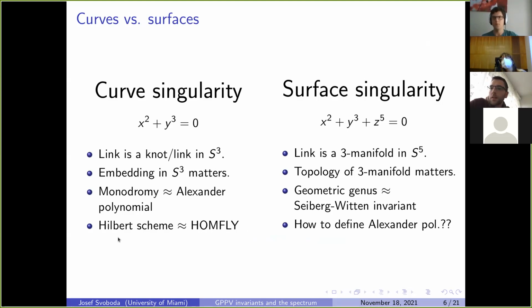So if we want to find the analog, we should do this Vafa-Witten or try to do some counting of sheaves to recover every term.